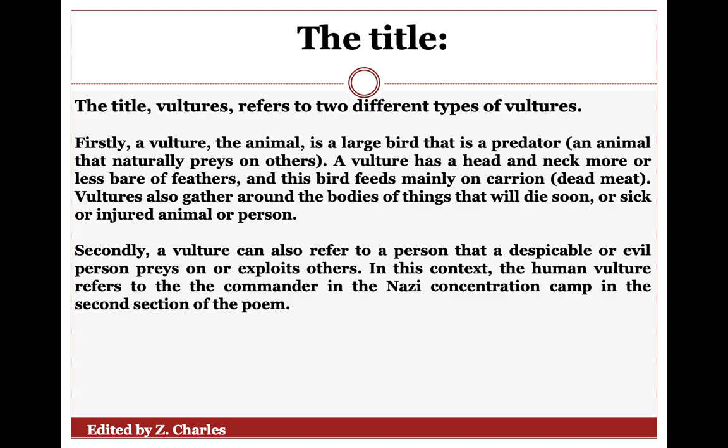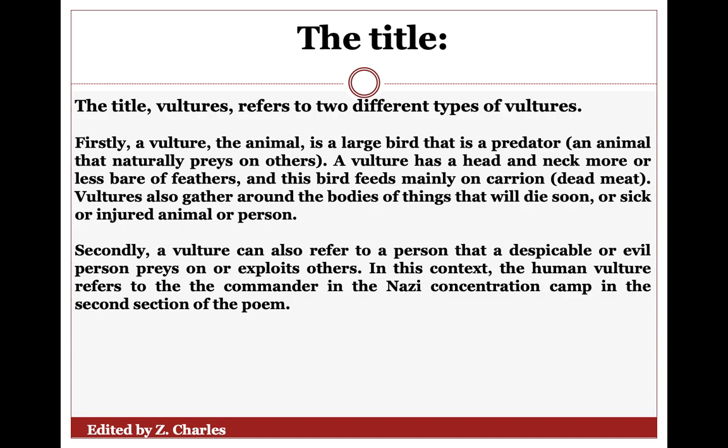Okay, and then it continues to say that a vulture has a head and neck more or less bare of feathers, and this bird feeds mainly on carrion, which is dead meat. Vultures also gather around the bodies of things that will die soon, or sick or injured animals or people. Okay. Secondly, a vulture can also refer to a person.